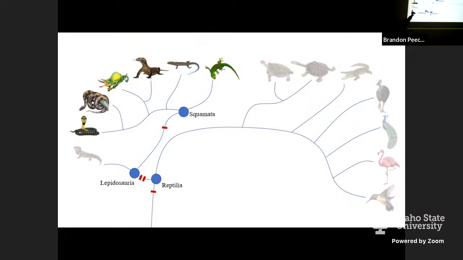Can you guys talk to each other about lizards and snakes and phylogeny? And talk to me about those relationships, please. Take a minute to look at that.